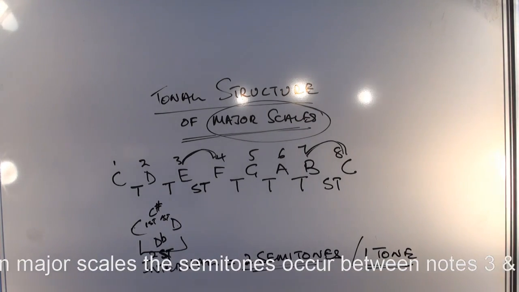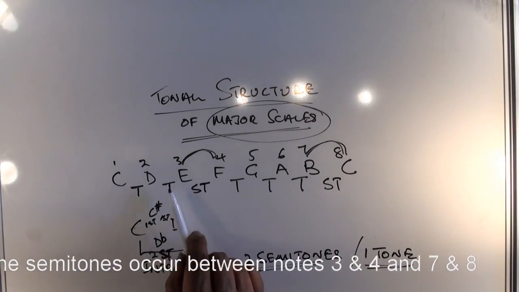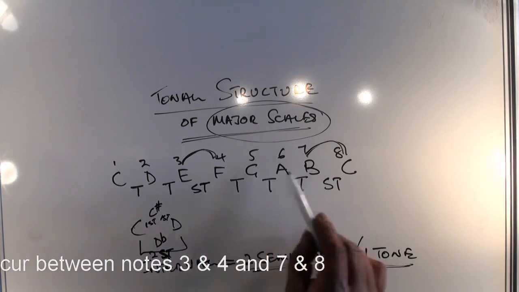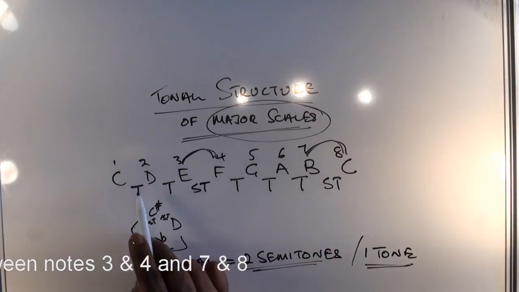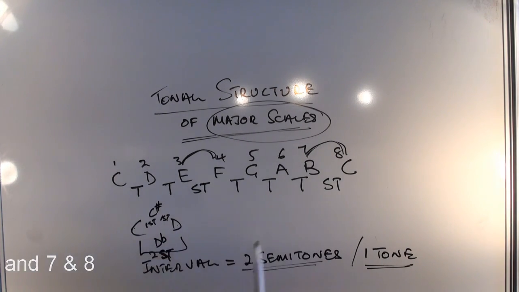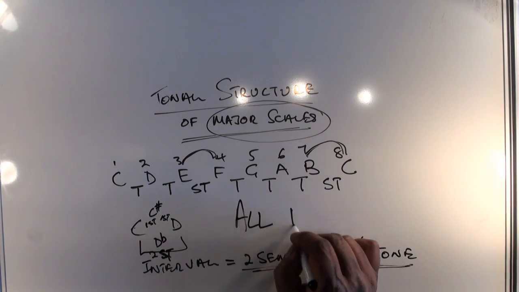So we now arrive at the tonal structure of the scale. Tone, tone, semitone, tone, tone, tone, semitone. At this stage, I'm going to tell you that this tonal structure of tone, tone, semitone, tone, tone, tone, semitone applies to all major scales.